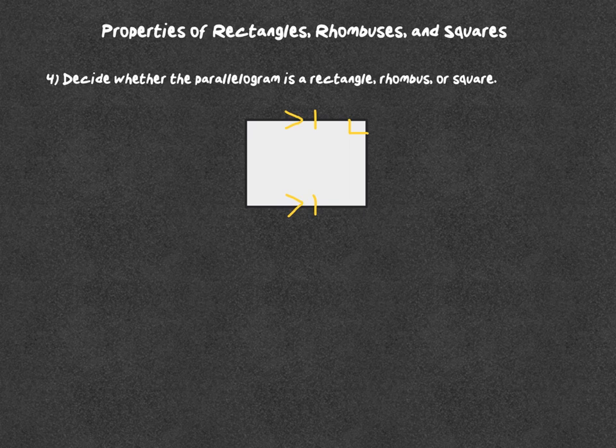Properties of rectangles, rhombuses, and squares. For this first problem, we're going to decide whether the parallelogram is a rectangle, rhombus, or square. So we know it's a parallelogram.